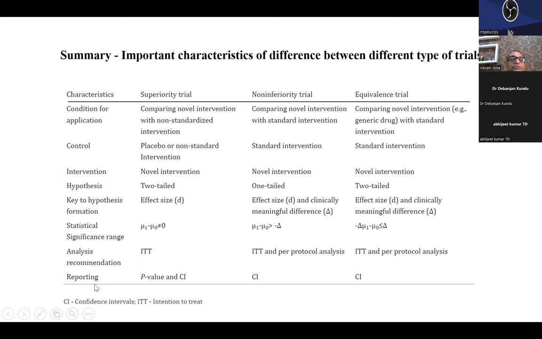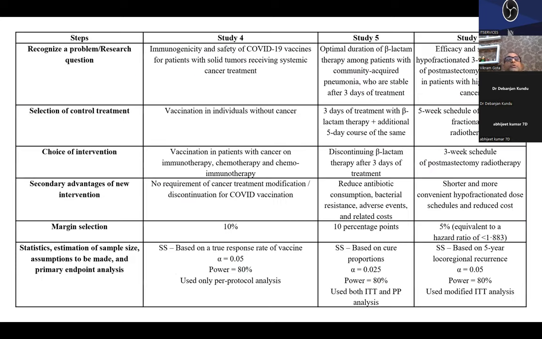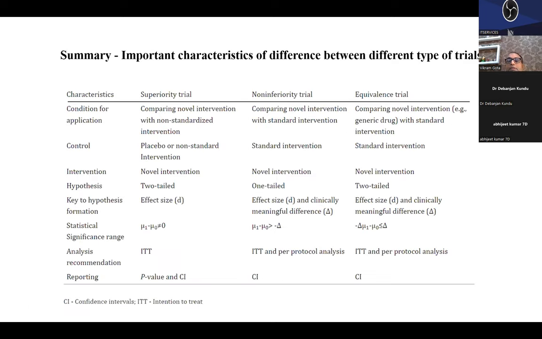Superiority is always analyzed using intention to treat analysis, but you are better off using both ITT as well as per protocol analysis for non-inferiority trials. And reporting is always p-value and preferably with confidence interval. But for non-inferiority and equivalence trial, you have to demonstrate confidence interval. See, in all the examples of non-inferiority, you have the confidence interval statement.